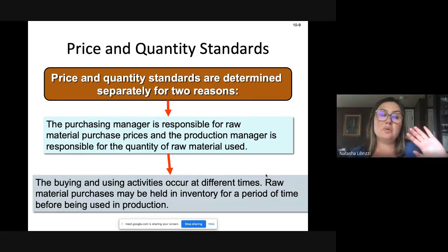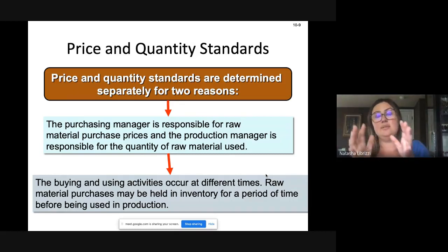Buying and using activities occur at different times. So raw materials purchased may be held in inventory. So we will talk about this. It's very important. Just because you bought something doesn't mean you're going to be using it in production. So if what you bought is what you use, it would be a relatively easy calculation. But if what you bought is not what you use, we're going to have some different calculation going on and I'll point this out, so please pay attention to that.